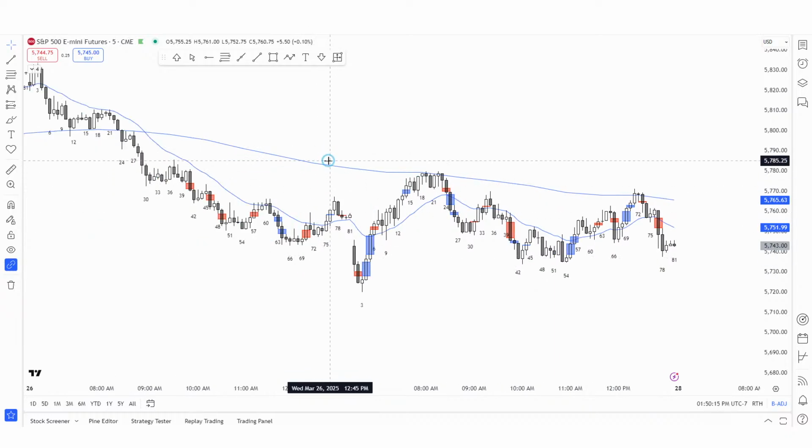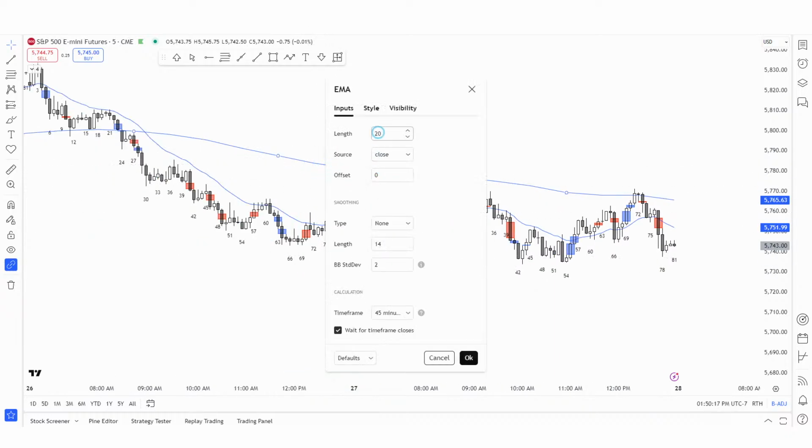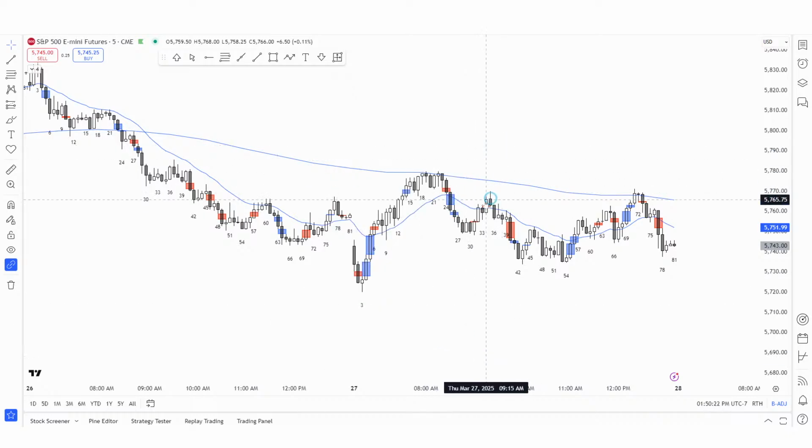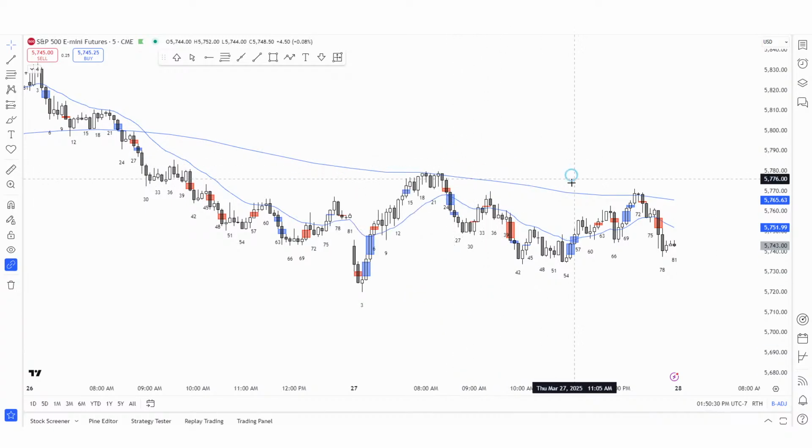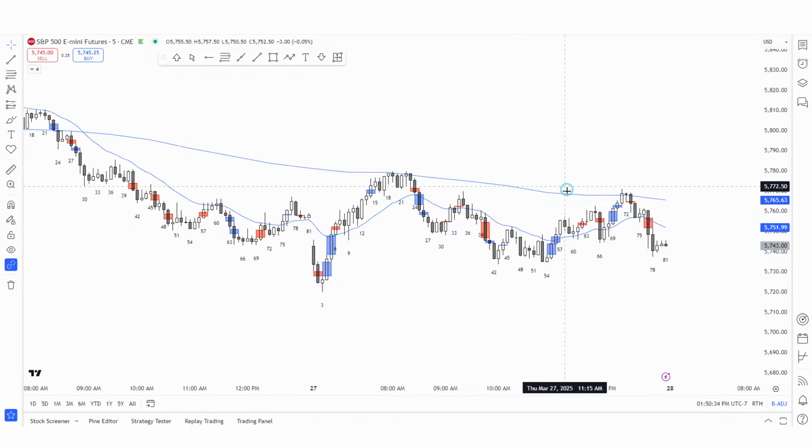Both EMAs are the 20 EMA, but one is on the 45-minute time frame. This is a 20 EMA, but it's on the 5. It's the chart, the 5-minute. I use the 45-minute EMA as a higher time frame EMA. Or excuse me, as the market regime.